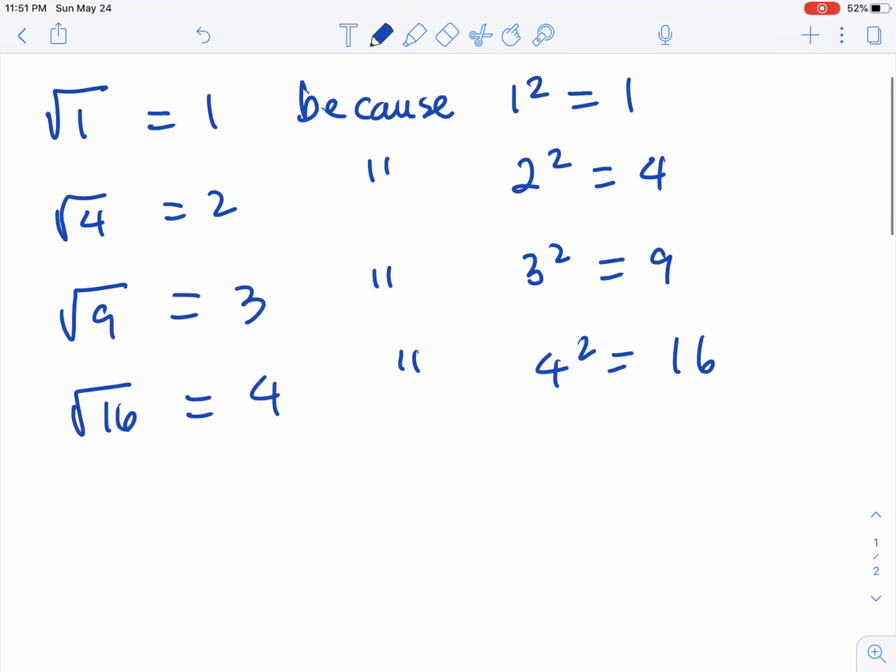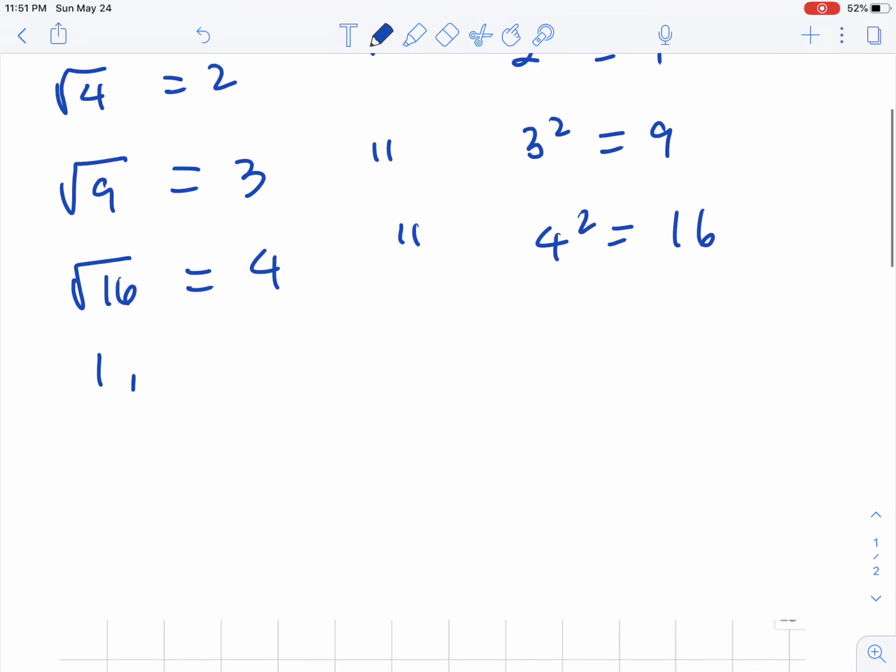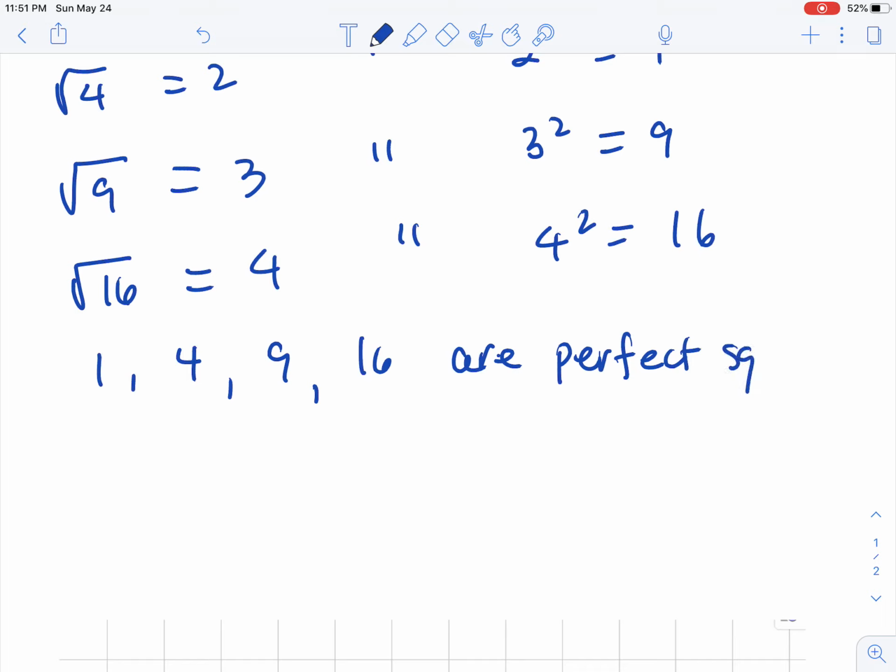Pero, may tawag pala tayo sa numbers na yan, yung 1, 4, 9, at saka 16, are perfect squares. No? Perfect squares. Kasi pag kinuha natin yung square root, eksakto siya, no? Eksakto yung kanyang square root.